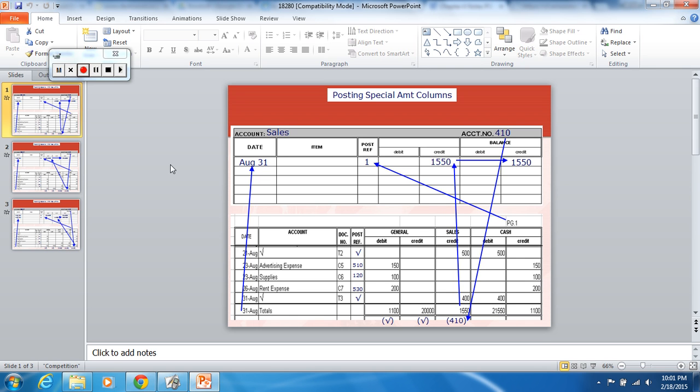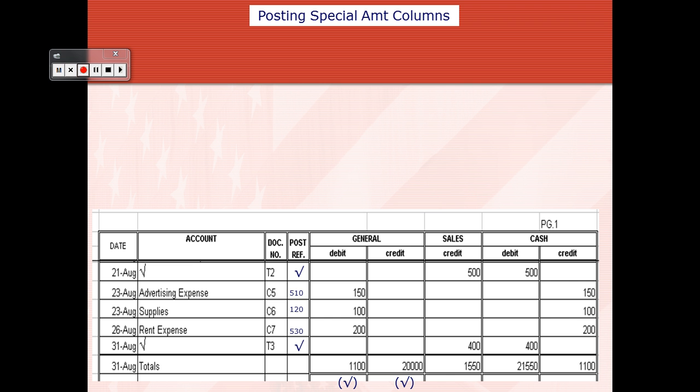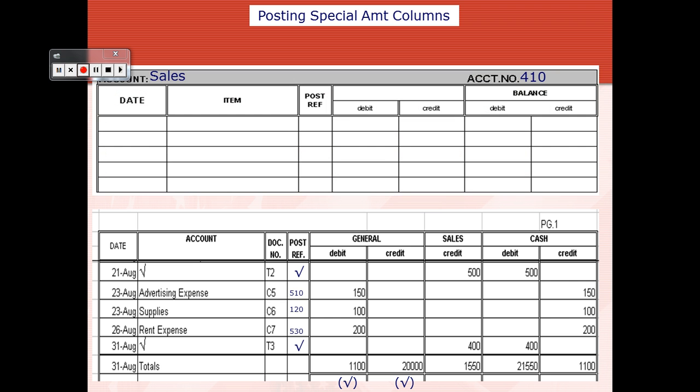So let's look here. I have a little example of how it should work. So here's our special amount columns, and the first one we're going to do is the sales credit. So we're going to find our general ledger that we've already set up that has sales in it. This is on page 1 of your notes. So this is my example, but this information is going to be transferred back to your general ledgers on page 1.